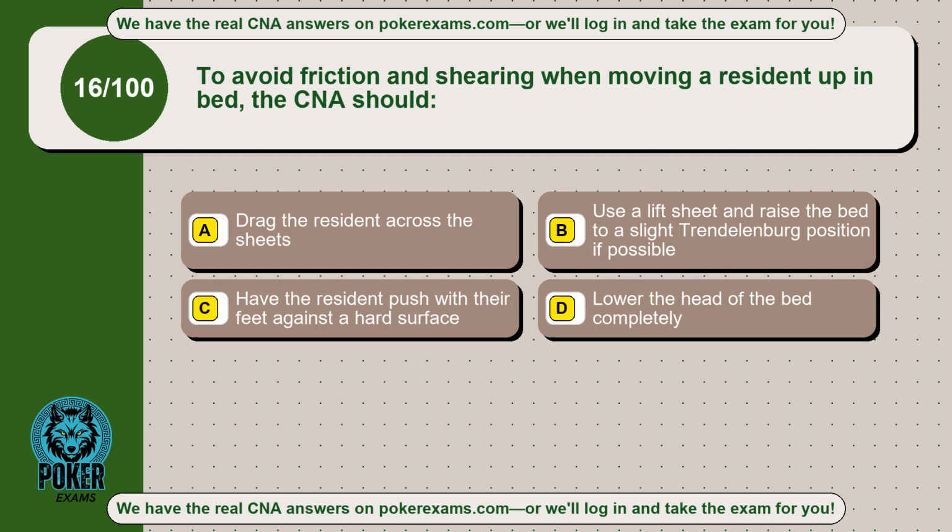Question 16. To avoid friction and shearing when moving a resident up in bed, the CNA should: Option A. Drag the resident across the sheets. Option B. Use a lift sheet and raise the bed to a slight Trendelenburg position if possible. Option C. Have the resident push with their feet against a hard surface. Option D. Lower the head of the bed completely.